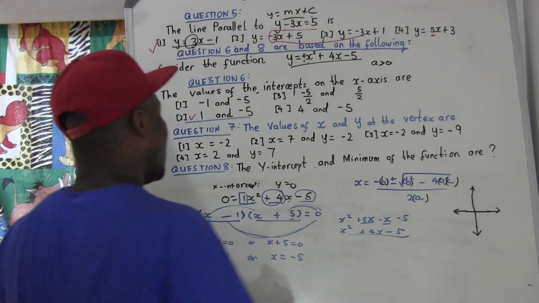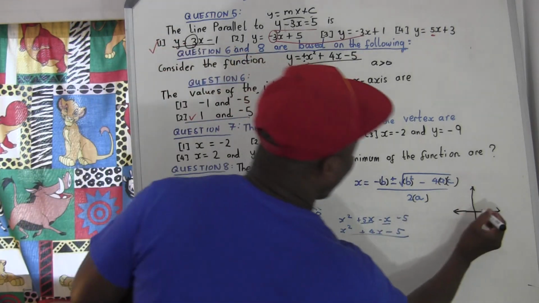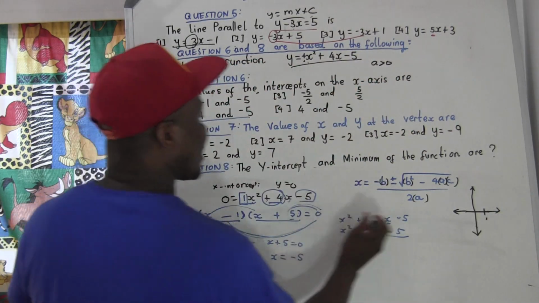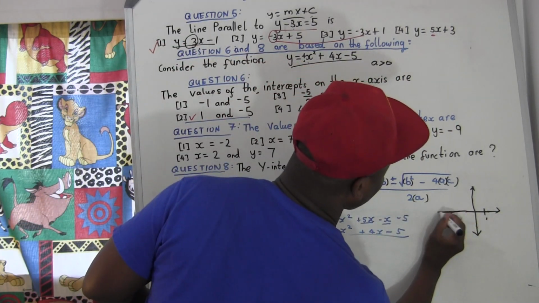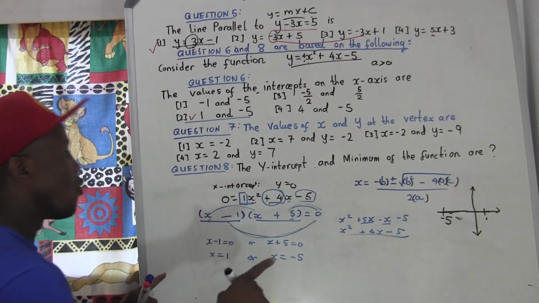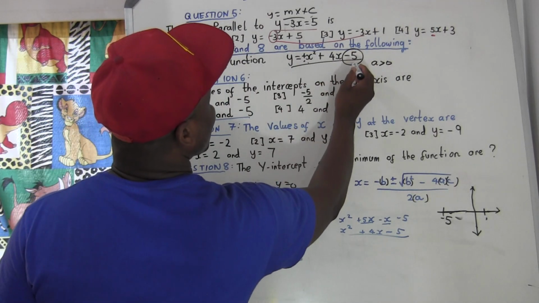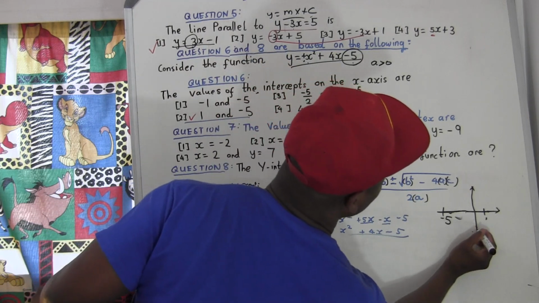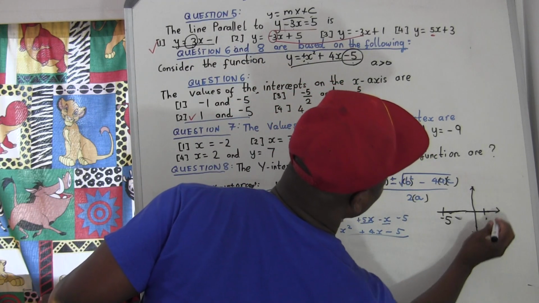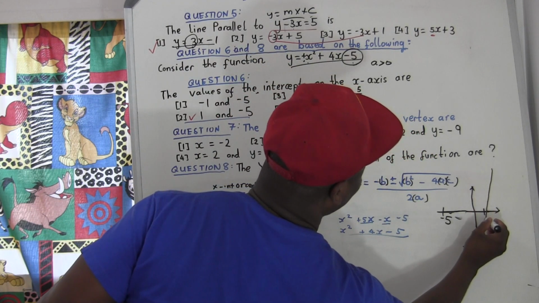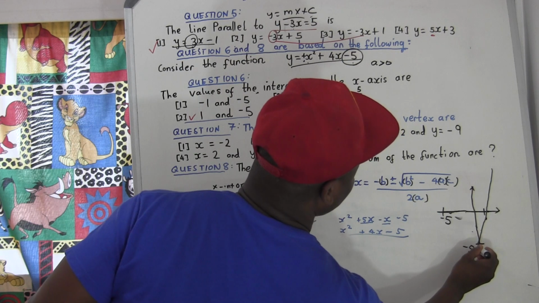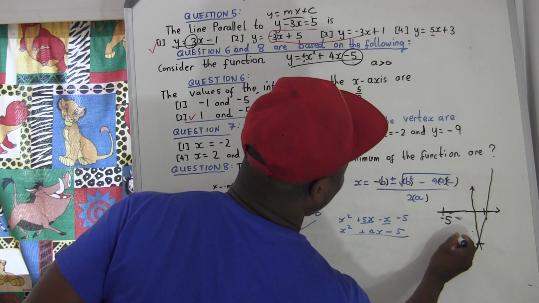So by nature, where this graph is going to cut, it's going to cut at x equal to 1, and also it's going to cut at negative 5. And what is the y-intercept? The y-intercept is this number here, the one with no x, negative 5. So the y-intercept is going to be at negative 5. So this graph roughly is going to be like this. It's going to cut at negative 5, and then it's going to turn up.